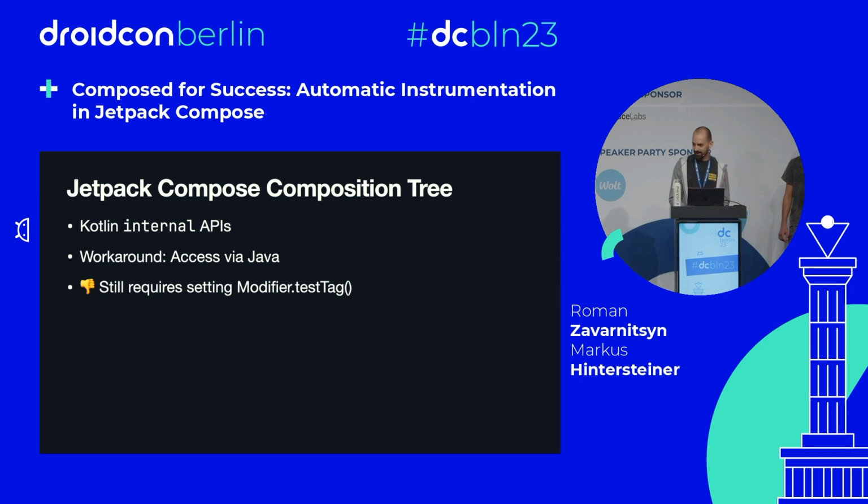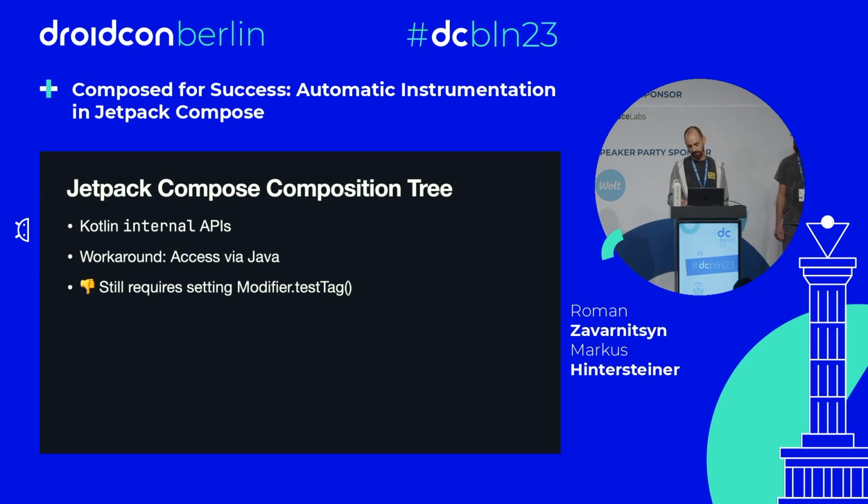Having implemented that, we still saw a few downsides. Some of those APIs are marked as internal using the Kotlin internal keyword. And as it turns out, you cannot use internal functionality within another module. You will get a compile time error in Kotlin. It also turns out that if you access those Kotlin APIs using Java, you turn your Kotlin compile time error into a Java compile time warning, which is good enough for us and solves the use case. But it still requires everyone to add those test tags, and it's not always feasible to do that.